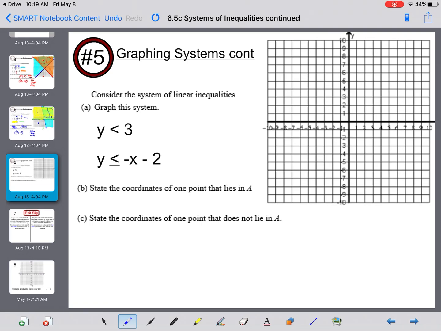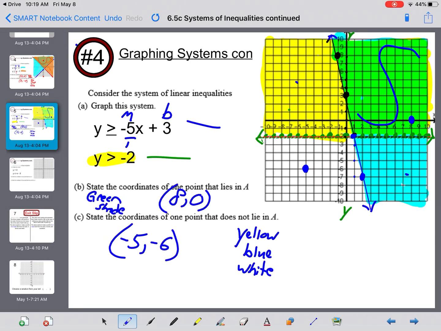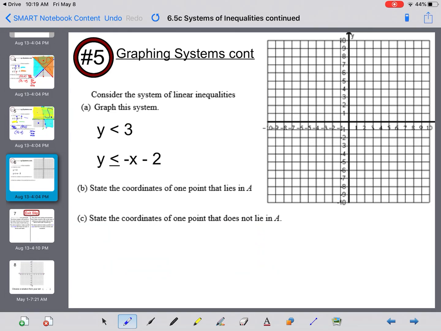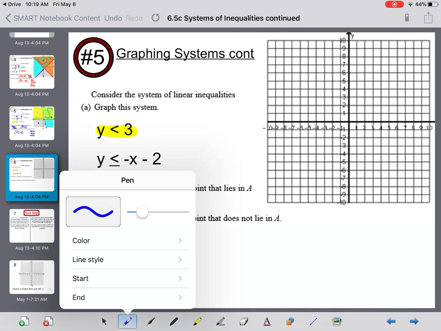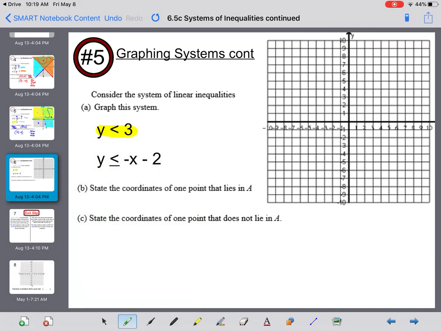All right, last one, then we move on to the exit slip. Y is less than 3. Very similar to our y is greater than -2. We know this line is going to be horizontal, and this inequality is either going to be shaded above, below. Y is less than 3. So, put your first point at 3, and we know that this line runs totally horizontal.